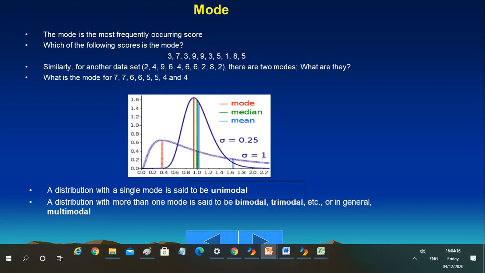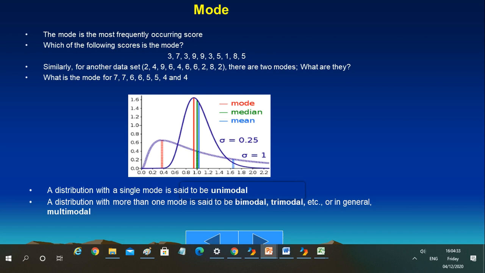The mode is the most frequently occurring score. Which of the following scores is the mode? You can see it by observation, but since the numbers may be very big, it may be difficult to do it manually. So you can definitely use a formula for that.